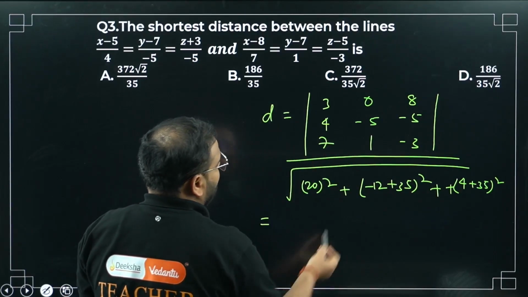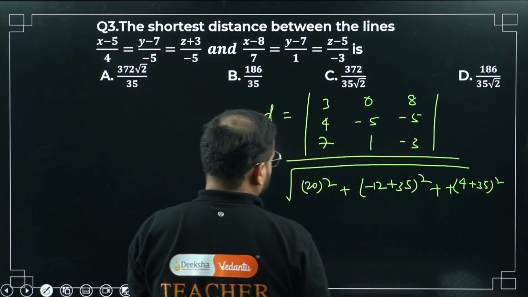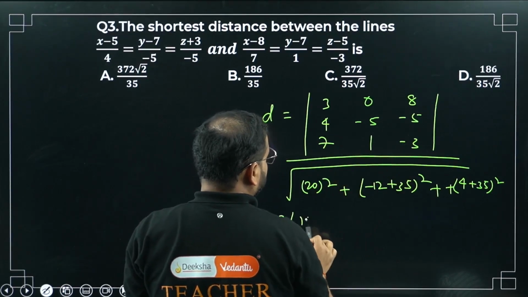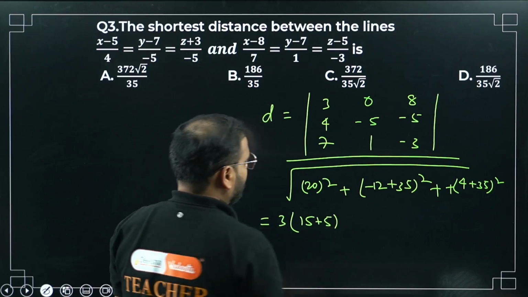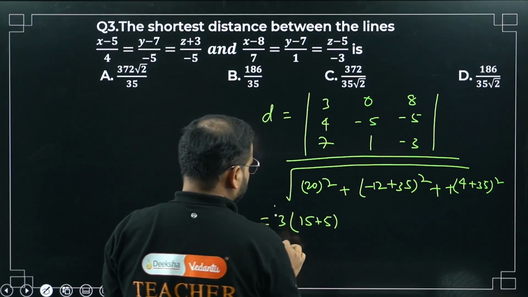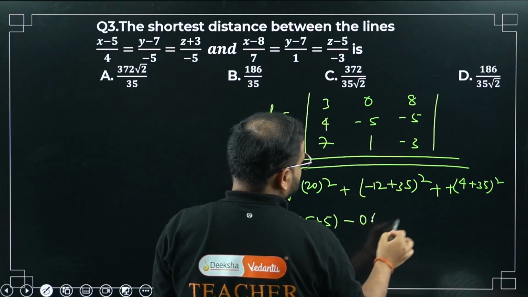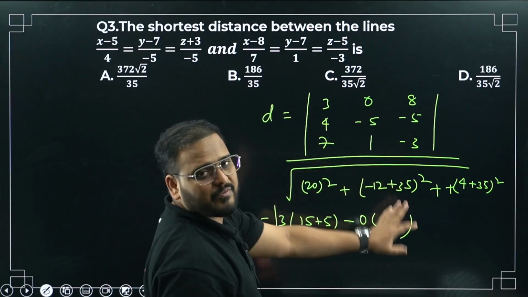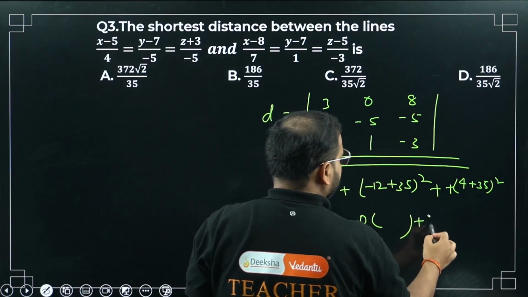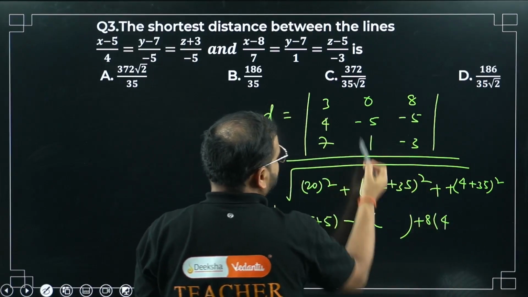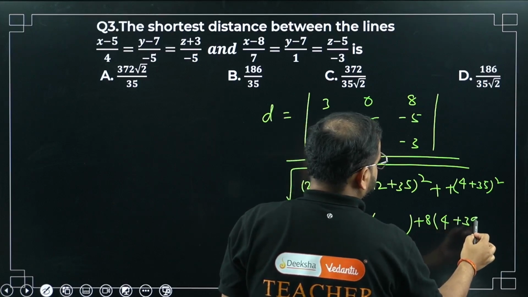Please check. I have to solve for the numerator first. So if I do it across 3, I'm getting what? Again, please check. 15 minus plus 5. Okay, this is under mod. And what I'm getting over here? Minus 0. So this whole thing will be 0. I don't have to write that. Correct? Now 0 times of anything will be 0. Plus 8 times of, please check here. 4 minus 35. So plus 35, 39.